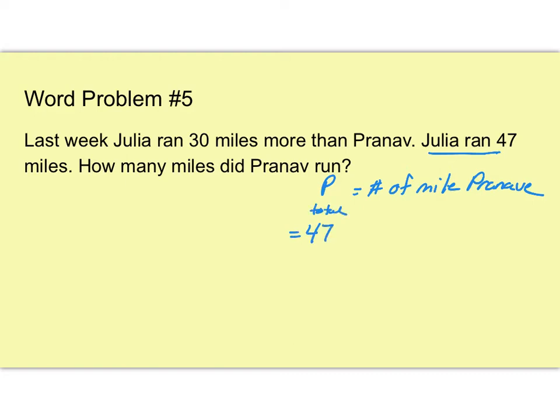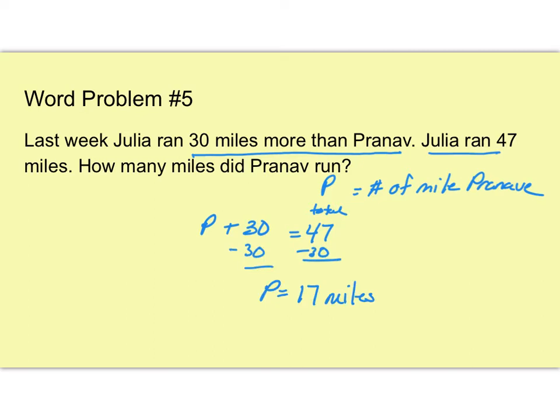And then in words, if I translate this, she ran 30 miles more than Pranav. So if you take whatever Pranav ran plus 30, that total should equal 47. Now let's solve the one-step equation. So Pranav ran 17 miles.